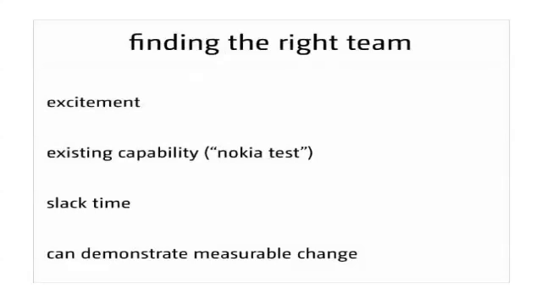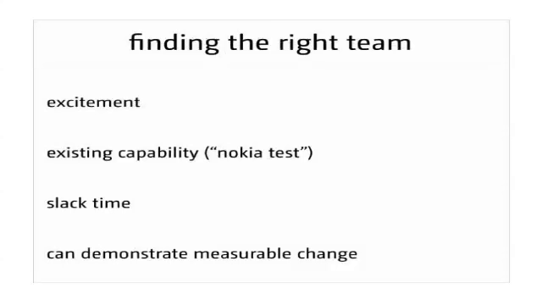Okay, good. So, in terms of finding the right team, you need people who are interested in changing. If your first team is a team that doesn't want to practice continuous delivery, you're dead in the water. So look for a team who's actually interested in adopting some of these practices. That's really important. Number 2, look for existing capability.